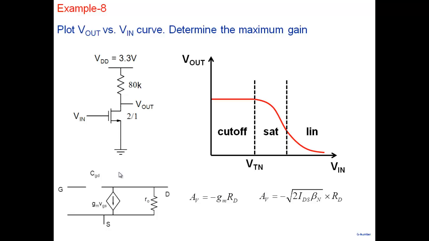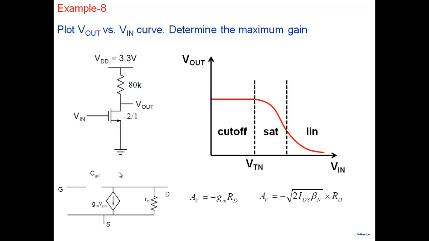Verify that one way of writing GM, we have given you expressions earlier, is GM equals square root of 2 IDS beta into RD. So where would gain be maximum? Where GM is maximum. Where would GM be maximum? Where IDS is maximum. So where do you think IDS is maximum? But it has to be in saturation region.